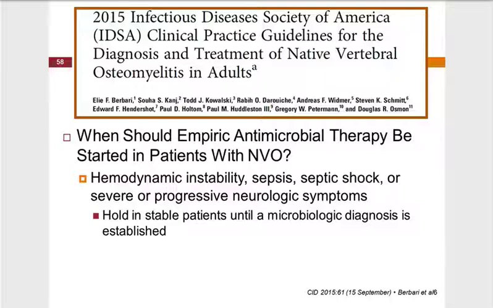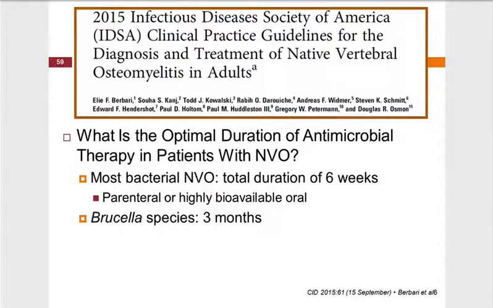Again, the society outlines nicely who should get empiric antibiotics, and everything that we already talked about. Unless your patient is acutely ill, there's no need to empirically give antibiotics. You need to try to find the causative organism. But the best part was the duration of therapy. The guidelines actually clearly stated that for the majority of patients being treated for the majority of bacterial organisms, a total of 6 weeks is sufficient. Of course, Brucella is going to get longer treatment. Mycobacterium is going to get longer treatment.